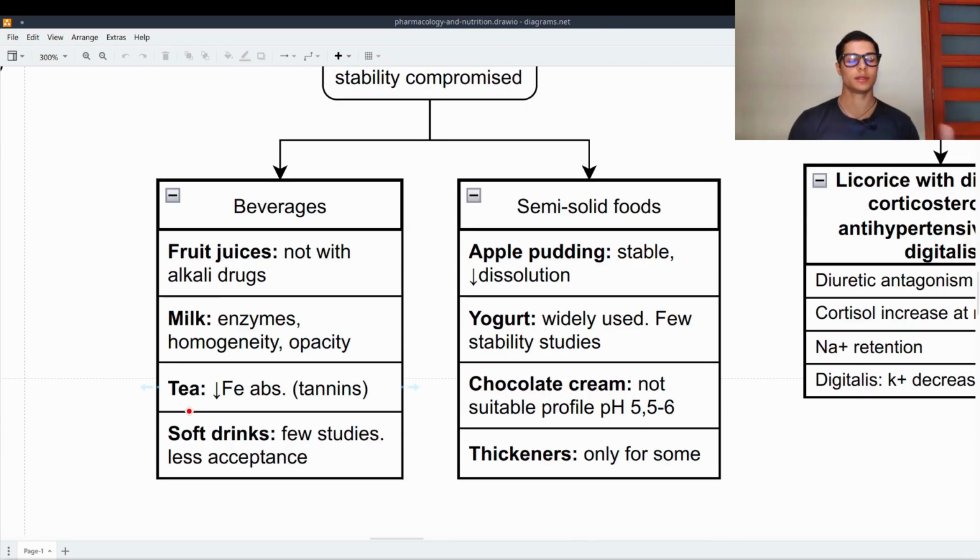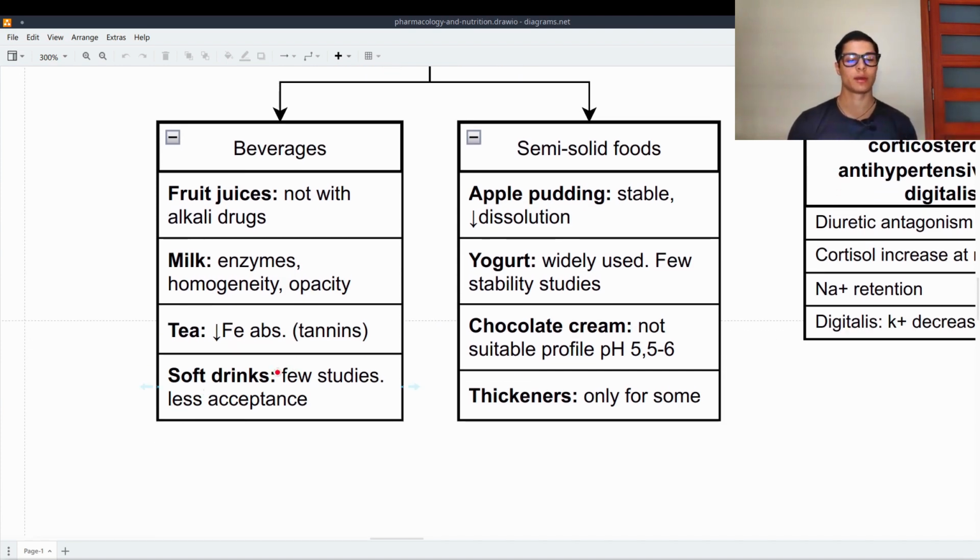And tea is not good for drugs that contain iron, because the tea has tannins, and tannins lower the iron absorption. With soft drinks, we have only a few studies, and there is less acceptance, but in some studies, in some drugs, it may have improved the absorption. Again, the best one is the water.